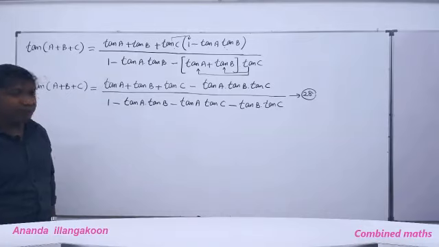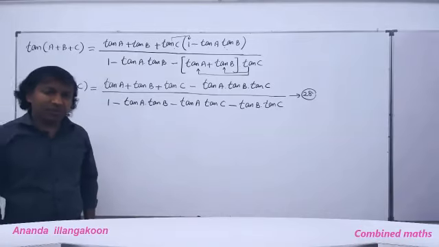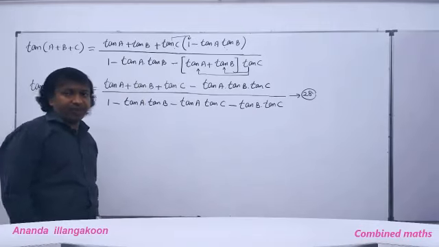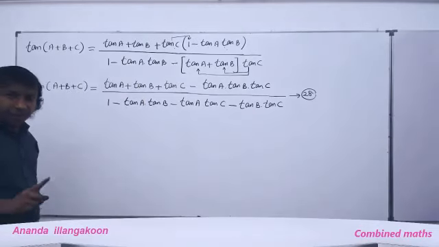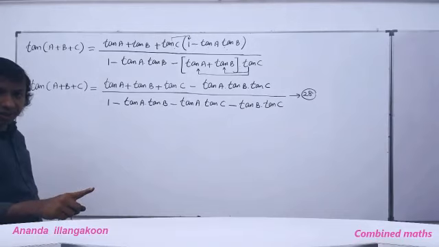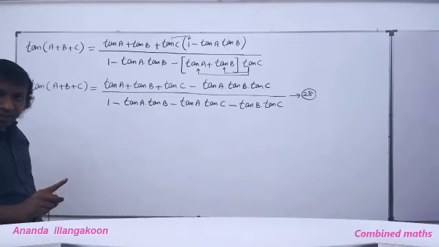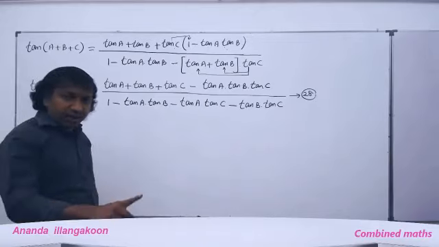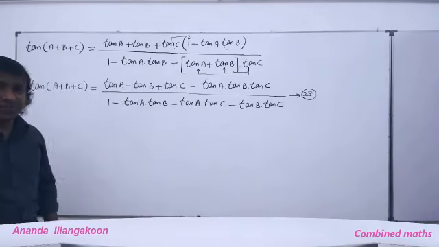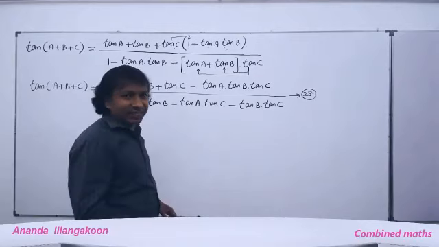Right. Tan A plus B plus C formula is what, people? Tan A plus tan B plus tan C minus tan A tan B tan C divided by 1 minus tan A tan B minus tan A tan C minus tan B tan C. Understood? Okay. Very easy. Very easy.